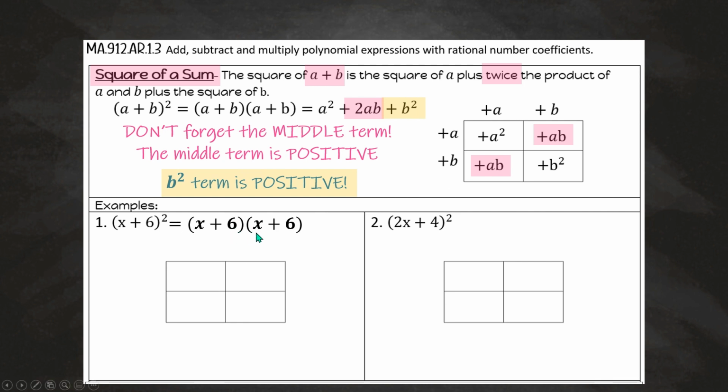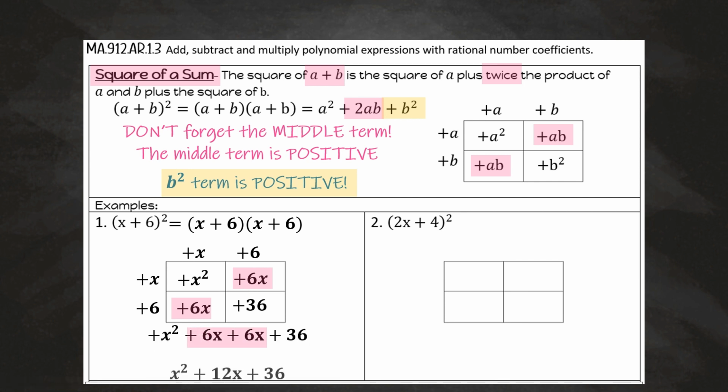When I multiply x plus 6 times x plus 6, notice that I'm going to set it up on my area model, and then I'm going to fill in the boxes. So x times x is x squared, 6 times x is 6x, x times 6 is also 6x, and then 6 times 6 is 36. So notice that I have a middle term here, and it's going to be 12x. That's why it says it is a plus twice the product of a and b plus the square of b.